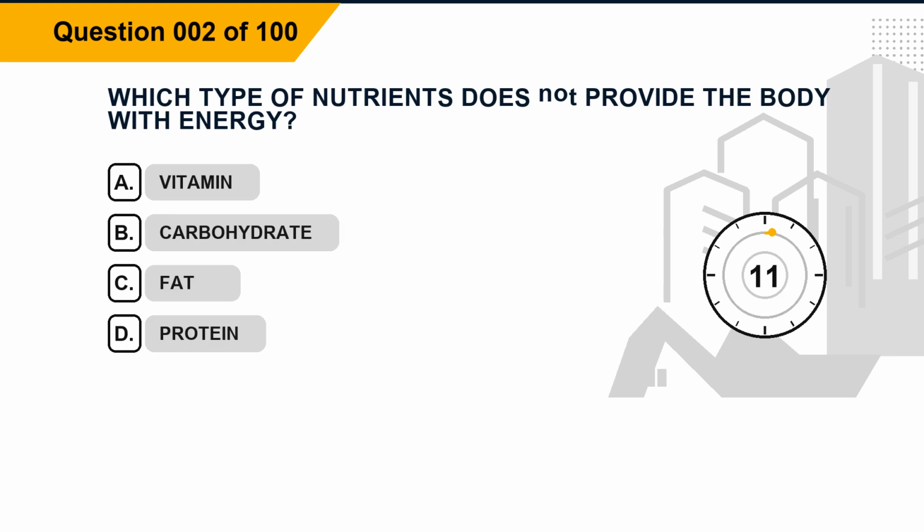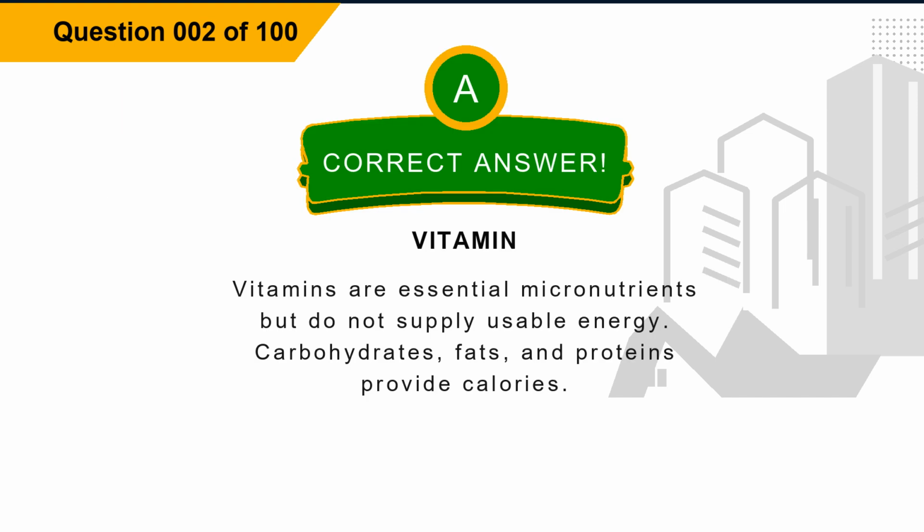Question 2. Which type of nutrients does not provide the body with energy? Option A, vitamin. Option B, carbohydrate. Option C, fat. Option D, protein. The correct answer is option A, vitamin. Explanation. Vitamins are essential micronutrients but do not supply usable energy. Carbohydrates, fats, and proteins provide calories.